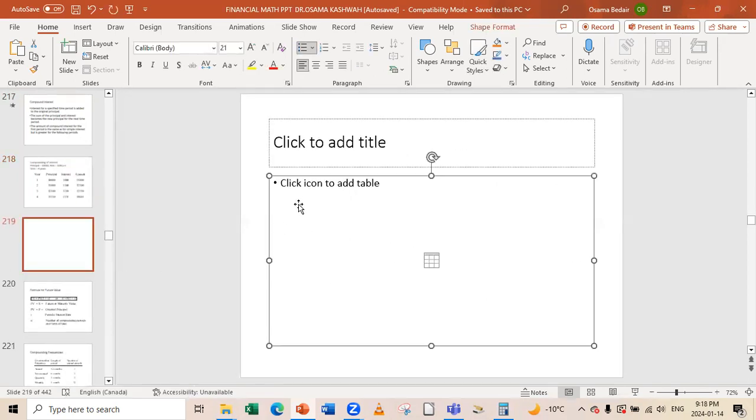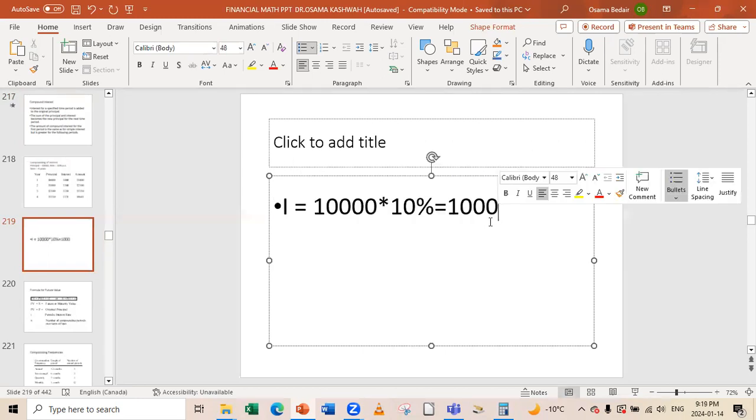If I say like this, the interest for the first year will equal 10,000 multiplied by 10%. Okay, so that will give me 1,000. Simply, that will give me 1,000. That is the interest for the first year. So the first year interest is for 10,000.